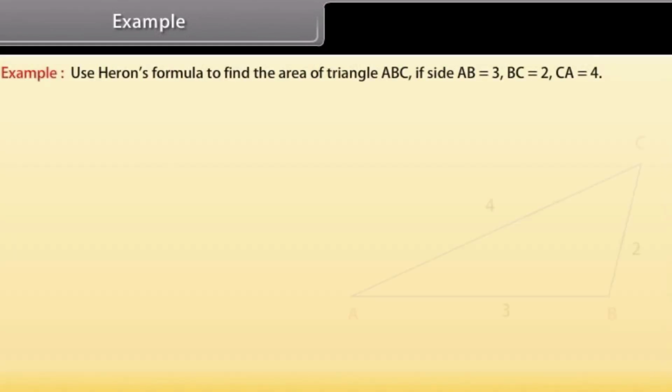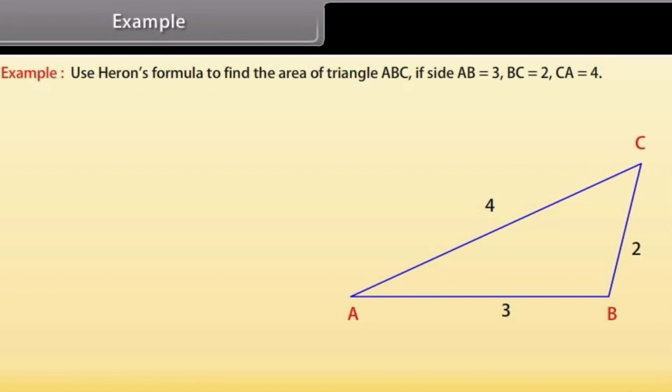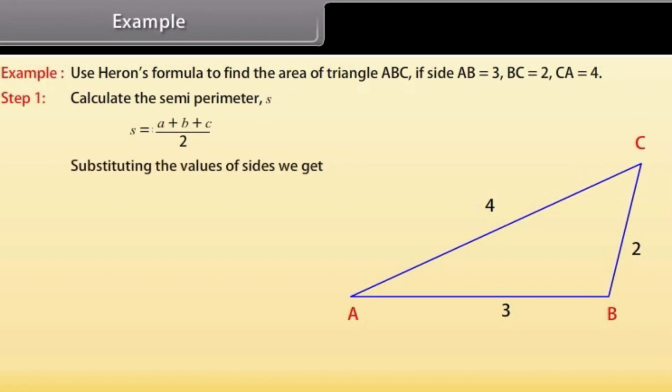Example. Let us look at some solved examples now. Use Heron's formula to find the area of triangle ABC if side AB is 3, BC is 2 and CA is 4. Solution. We will find the area step by step. Step 1. Calculate the semi-perimeter S, which is equal to (a plus b plus c) upon 2. By substituting the values of sides we get S is equal to (3 plus 2 plus 4) whole upon 2. And by solving this we get S as 4.5.